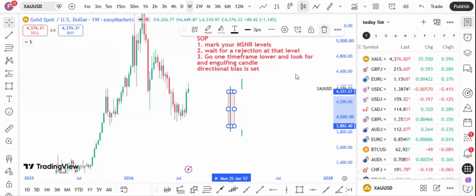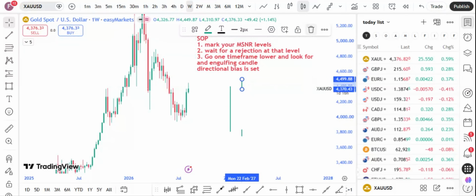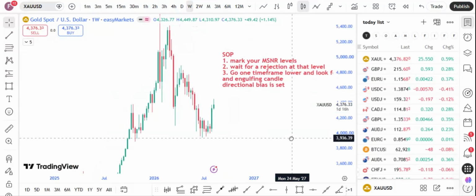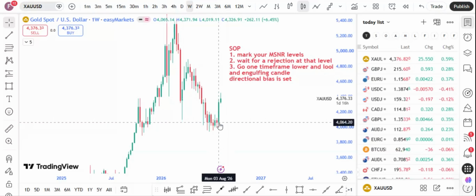So let me remove this and this and this. In the chart, for instance, this is an engulfing candle. This and this.